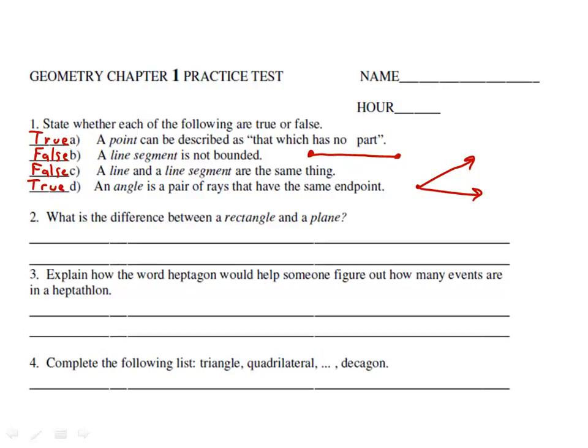All right, what is the difference between a rectangle and a plane? All right, a rectangle is bounded by 4 line segments, right? So there it is. The 4 line segments that go together make a rectangle. And the plane has no boundaries. That's the main difference, so that's what we would write.